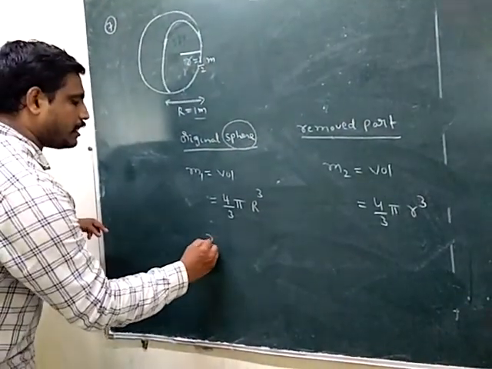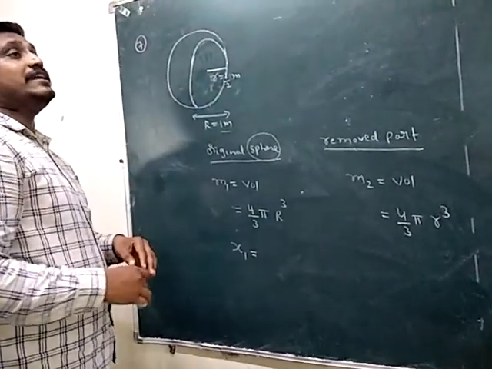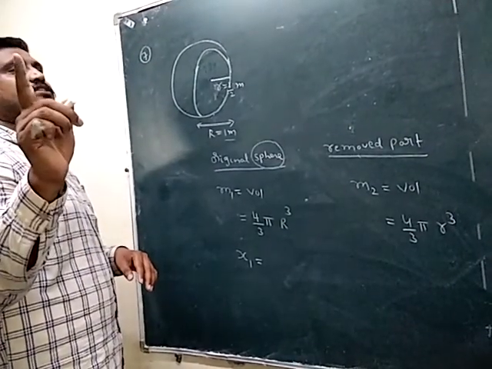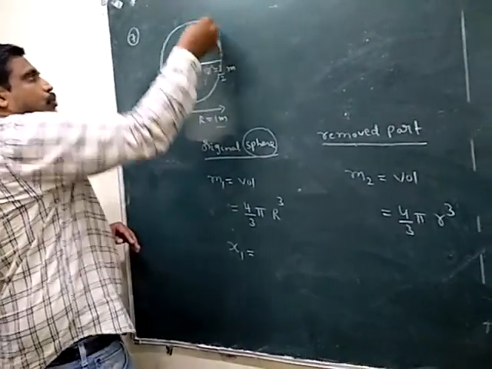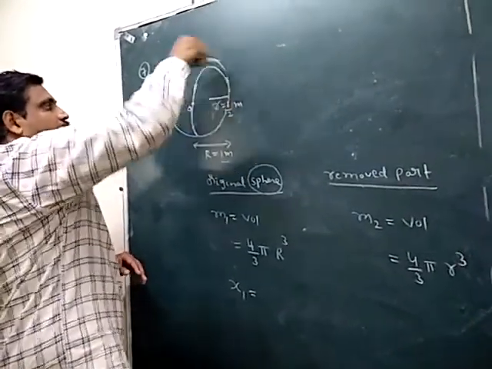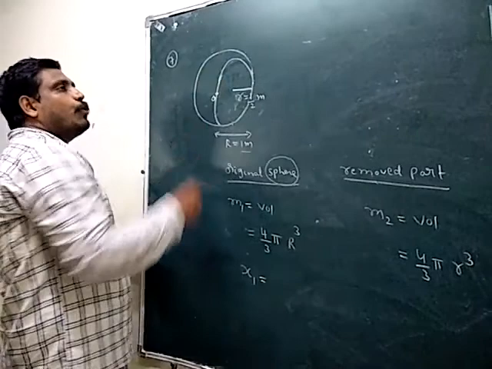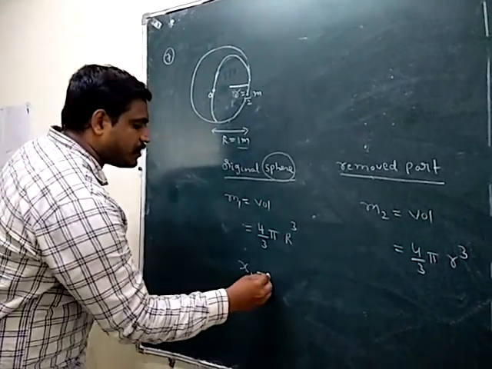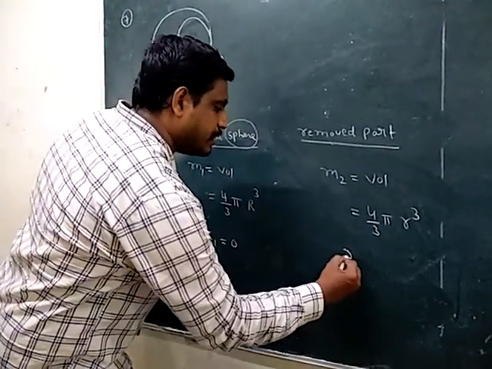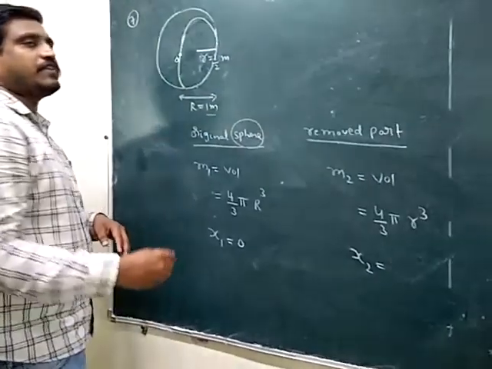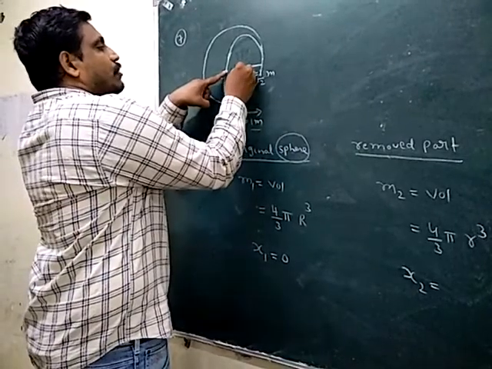And again I take x1. This x1 means always the measured distance from first body center to origin. Here I assumed origin is here. So this is the original sphere. In the original sphere, origin is here. This original sphere center is also here. Both coincide. Distance between origin and first body center is 0 because both coincide. X2 means distance from origin to second body center.